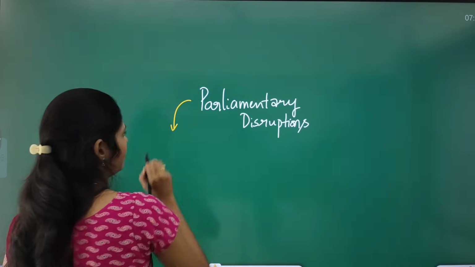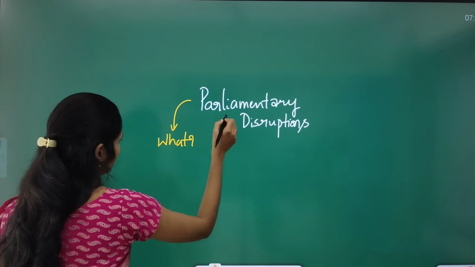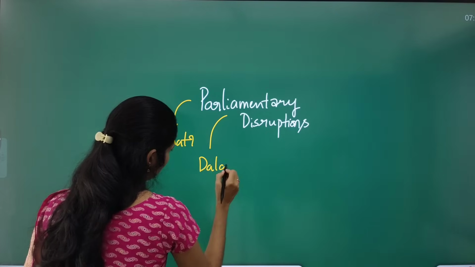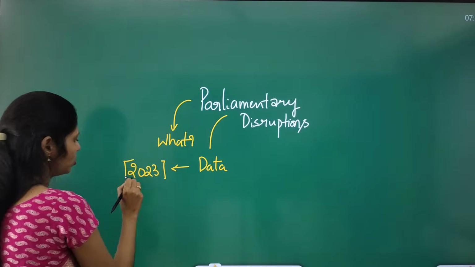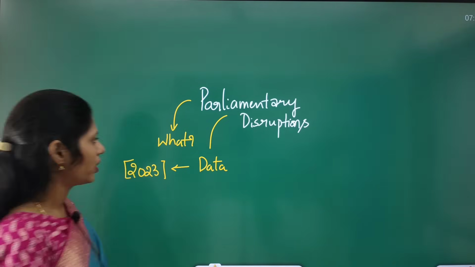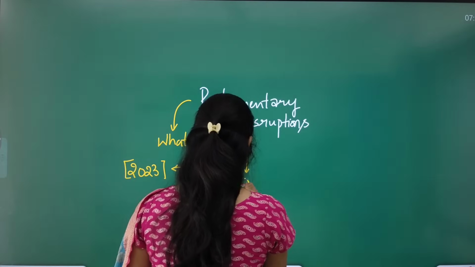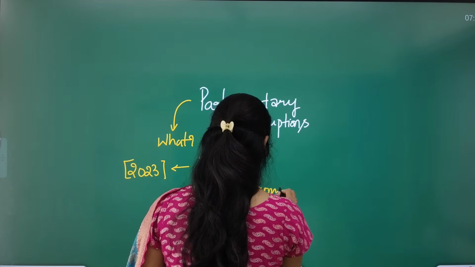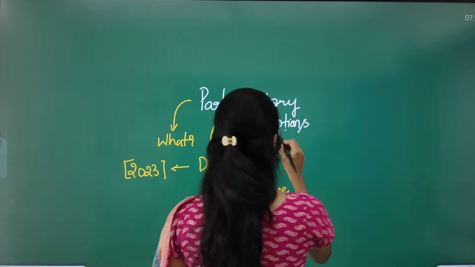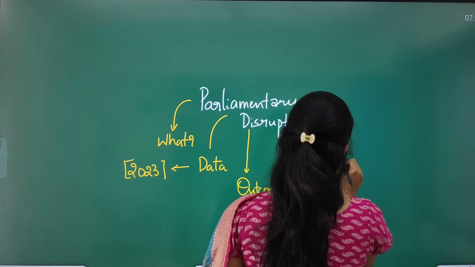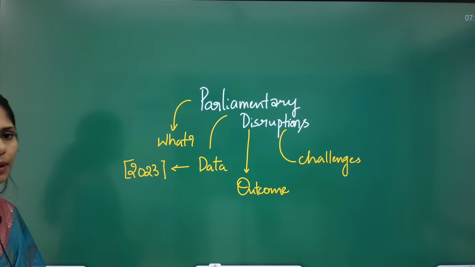So here you have to see some ideas, like the meaning of parliamentary disruptions, and you have to see recent data. This article is giving the data of 2023, and whenever you are writing your examination, you have to take that year's data. And the next thing is you have to see what the outcome will be, and what the challenges are. So in all these dimensions you can think about it.